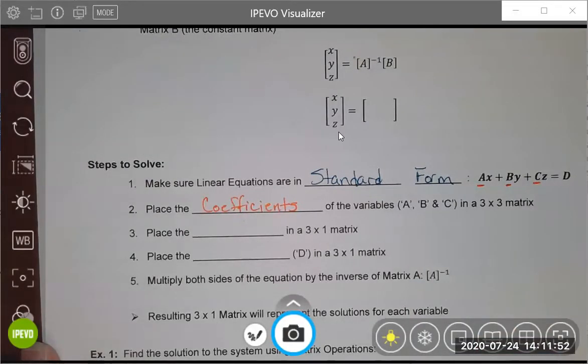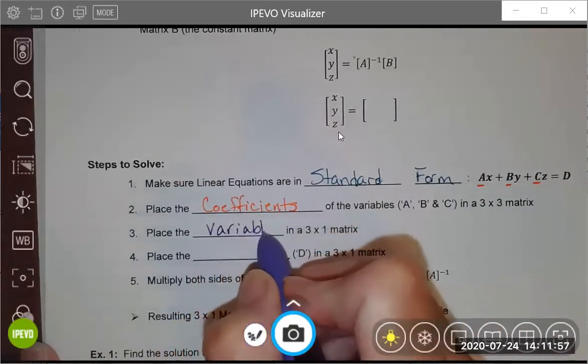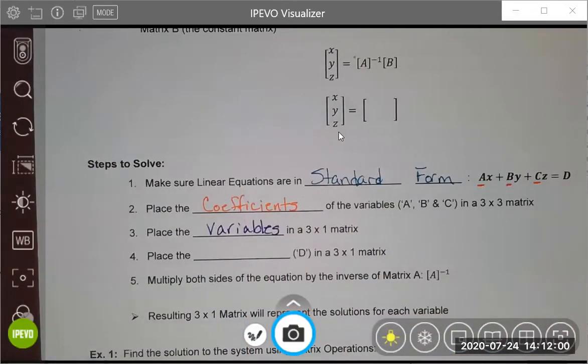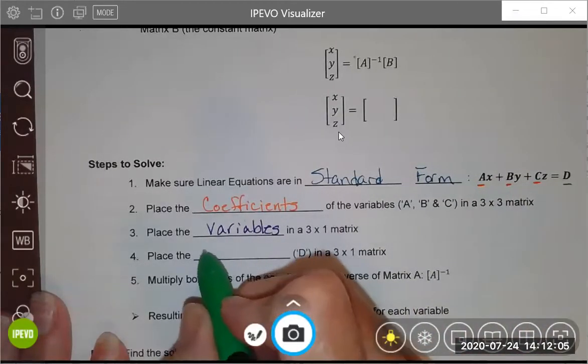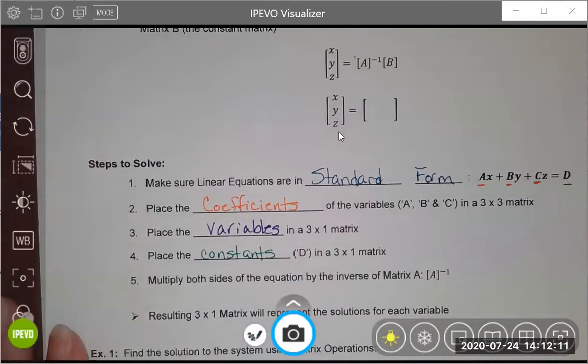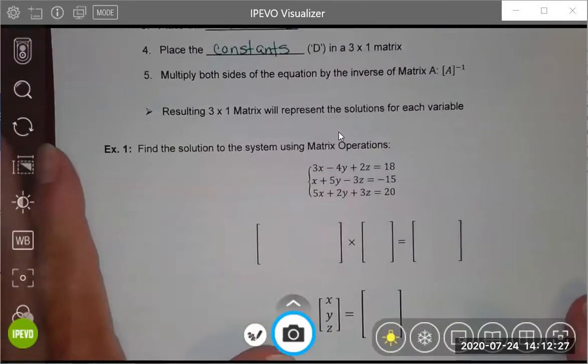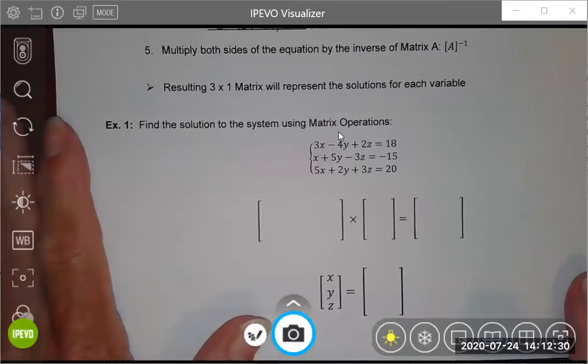The next thing we're going to do is put all of our variables in a separate matrix, because that's essentially what we're solving for, if you want to think of it that way. And then the last thing we're going to do is take the constants from each equation and put them in the matrix. When we multiply both sides of our equation by the inverse of matrix A, we will end up isolating our variable matrix, and the multiplication that we do on the other side of the equation will result in our answers, if you will.